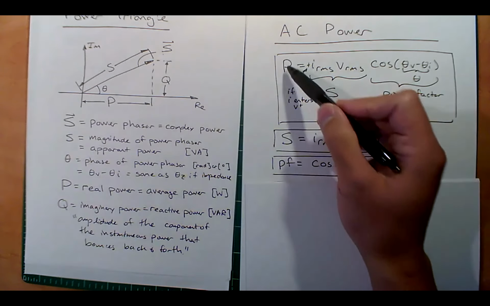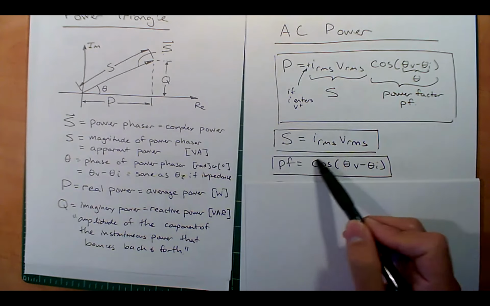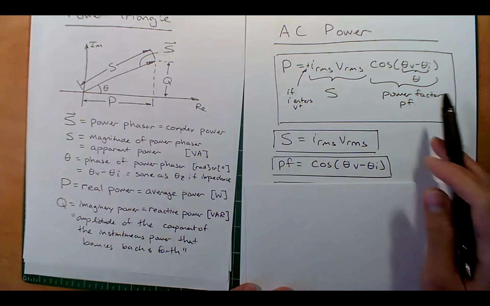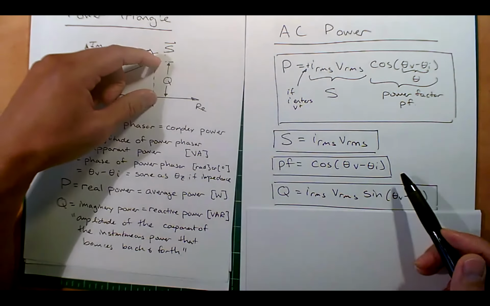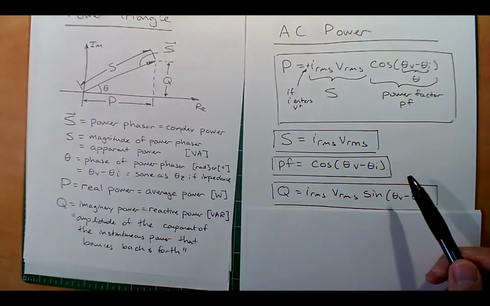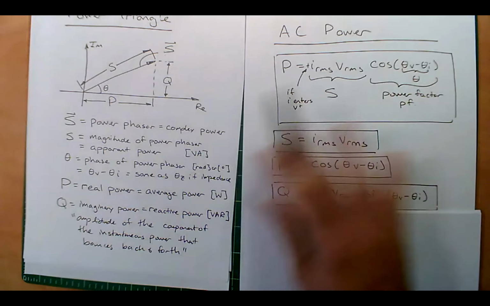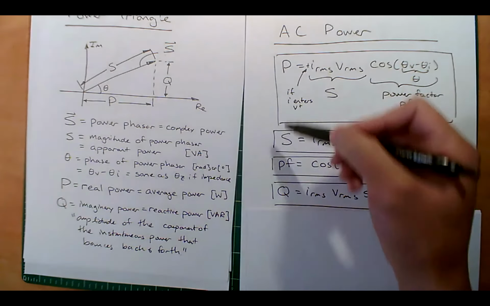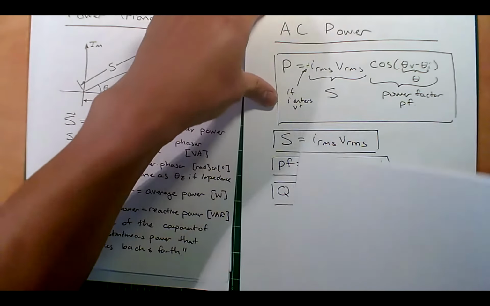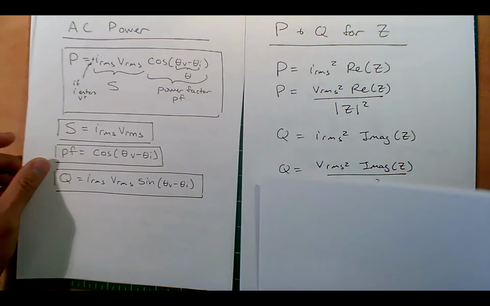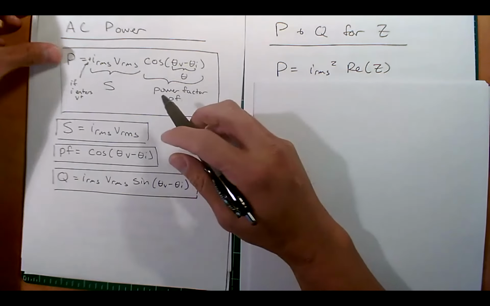The power factor is the ratio of P and S, right? If the power factor is 1, what happens? S and P are equal. And we can also have an expression for Q. It's IRMS VRMS times the sine of theta V minus theta I. So these are the easy formulas that you should have memorized to be able to calculate all these quantities.